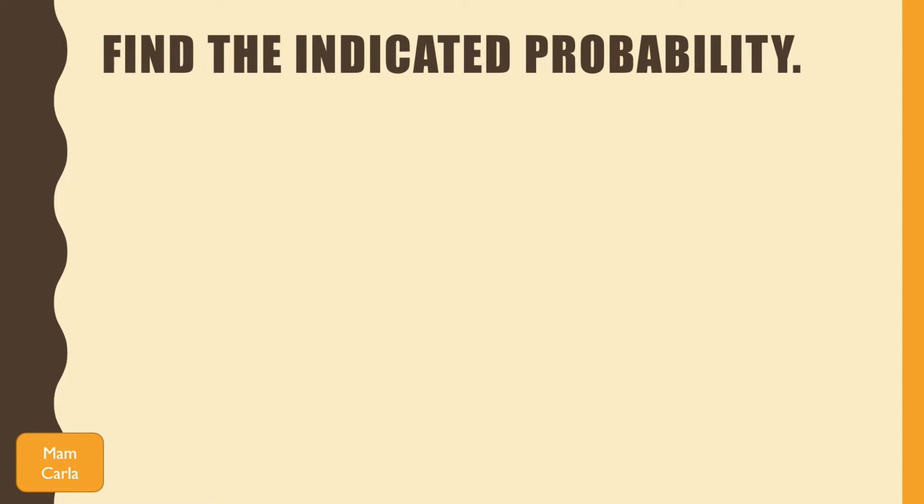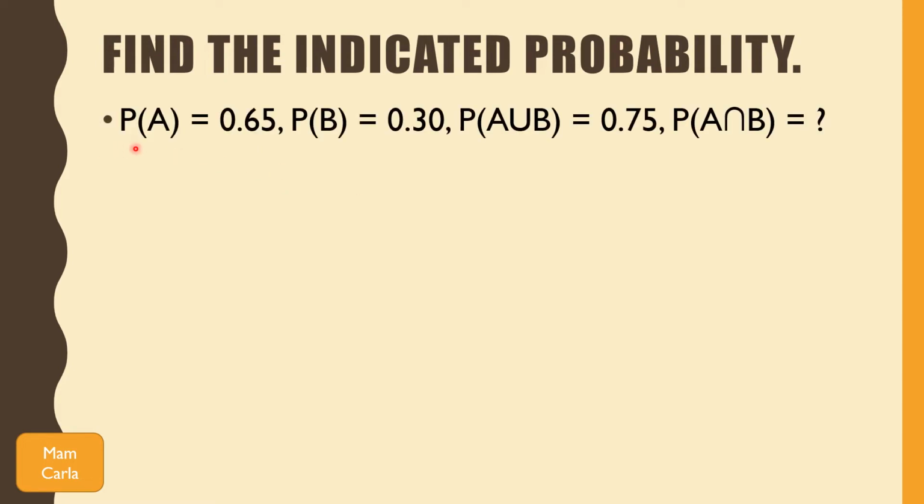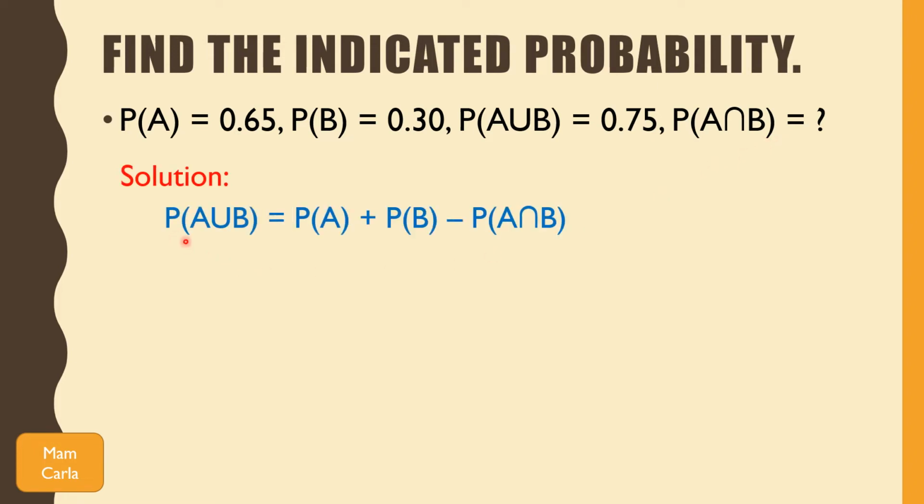Let us find the indicated probability. Probability of A is 0.65. Probability of B is 0.30. Probability of A union B is 0.75. And we are asked to solve for the probability of A intersection B. So we will be using the formula: probability of A union B equals the probability of A plus the probability of B minus the probability of A intersection B.